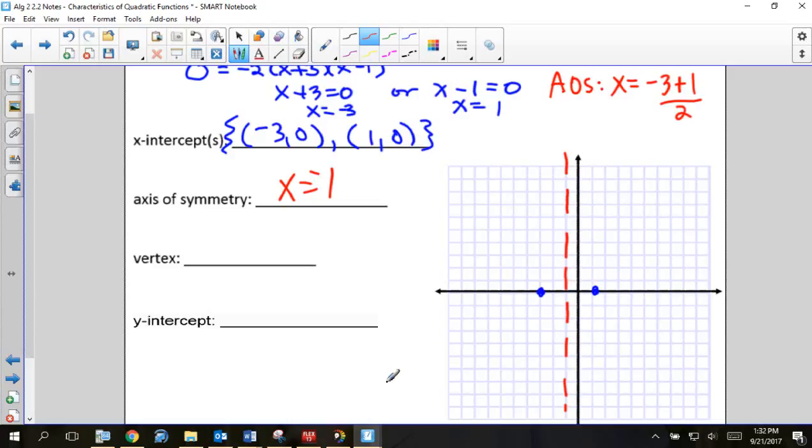All right, so we just found our axis of symmetry by averaging together our two x-intercepts. I did -3 plus 1 divided by 2. That gives me -2/2, which is -1. So x is -1. Now we're going to find our vertex.